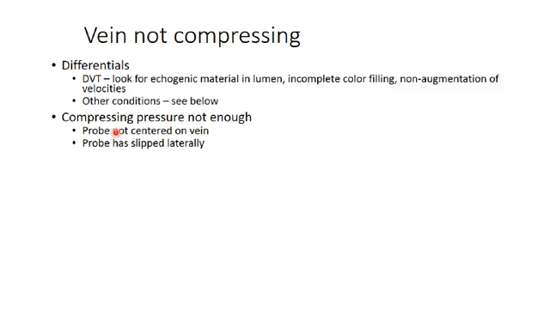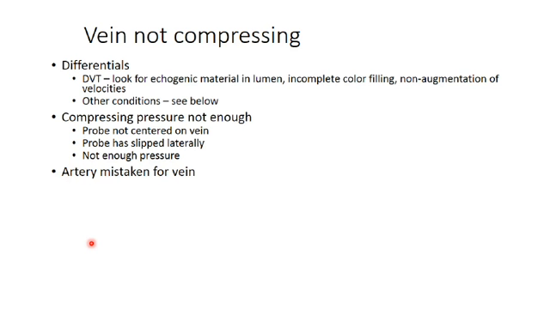If the probe has slipped laterally, then the compressing pressure won't be enough. But the way you diagnose this situation is that suddenly the vein will be off center. It won't be in the middle. So that's easy. Not enough pressure, and I've already told you how much pressure to apply. You apply enough pressure to distort the artery just a little bit, not flatten it.